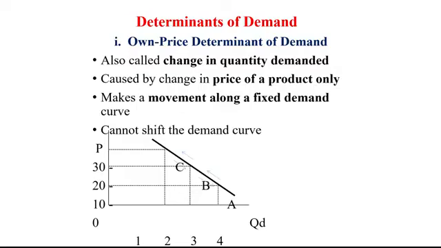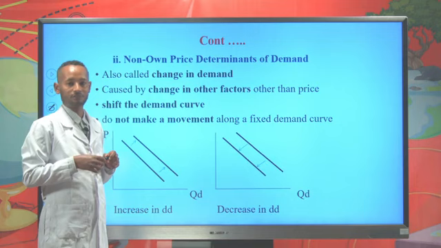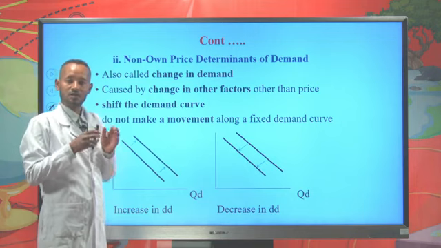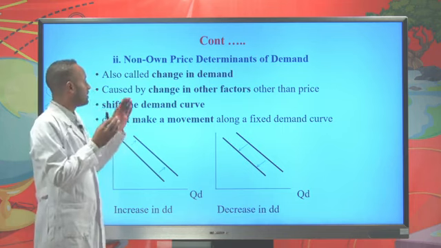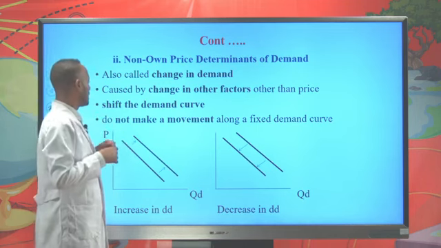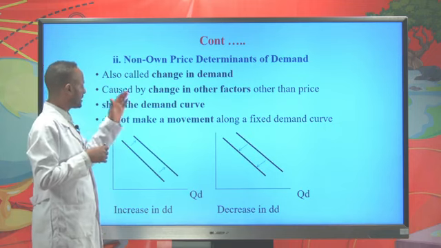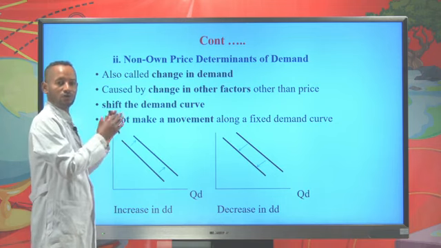Now, let's see the non-own price determinants of demand. These are those factors that shift the demand curve from its entire position. These factors are also called change in demand, and it is caused by a change in factors other than the price of a commodity. The change in quantity demanded is caused by the change in price of a commodity, but the change in demand is caused by a change in other factors other than the price of a commodity. And these factors shift the demand curve from its entire position either to the left or to the right.